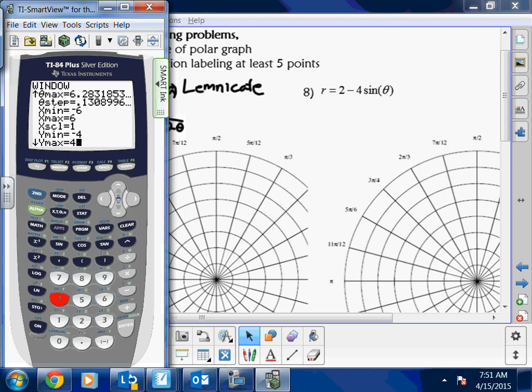And then after that, we're going to bring up the table set, change this to ask. And then after that, we're going to go y equals, and we're going to type in 4 square root of sine 2 theta. And then after that, we're also going to bring up the negative version of that, negative 4 square root of sine 2 theta. Okay, lovely. So when I hit graph, my two rose petals will appear.